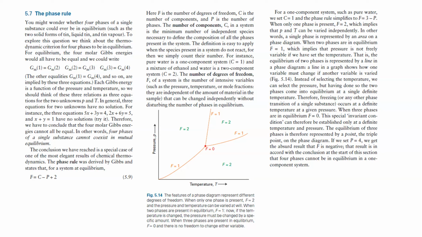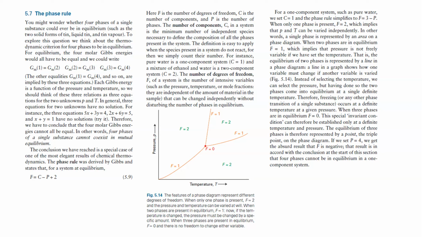The definition is easy to apply when the species present in a system do not react, for then we simply count their number. For instance, pure water is a one-component system, and a mixture of ethanol and water is a two-component system where C would equal 2. The number of degrees of freedom, F, of a system is the number of intensive variables such as pressure, temperature, and mole fractions that are independent of the amount of material sample that can be changed independently without disturbing the number of phases in equilibrium.